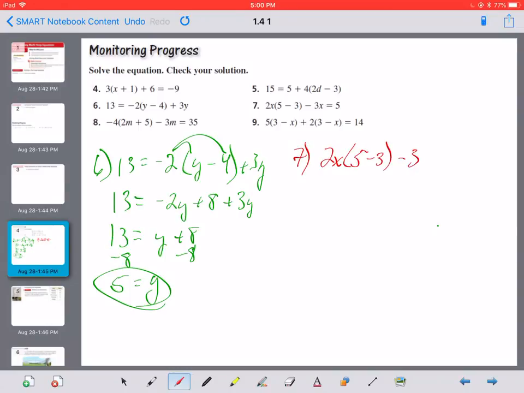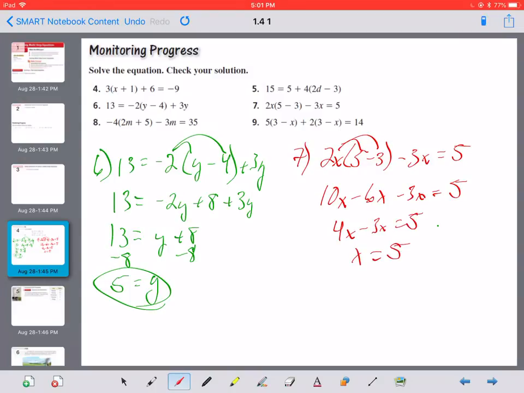Let's try number 7. 2x times 5 minus 3, minus 3x equals 5. Again, I've got x terms on both, multiple terms on the same side, so I'm going to distribute. 10x minus 6x minus 3x equals 5. 4x minus 3x equals 5. x equals 5. I can plug that back in. Let's see. 2 times 5 is 10. 5 minus 3 is 2. So 10 times 2 is 20. 5 times 3 is 15. 20 minus 15 is 5.